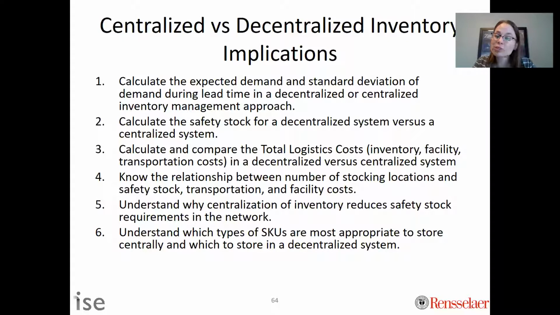You should know the relationship between the number of stocking locations, safety stock, transportation, and facility costs. Understand why centralizing inventory reduces safety stock. And you should know which types are appropriate to centralize versus decentralize. So remembering the Toyota problem on homework 3, you had to do a popular variant and an unpopular variant. And so it'd be useful to understand the trade-offs associated with what influences what decision, in terms of why it is beneficial oftentimes to centralize slow-moving products and decentralize fast-moving products.